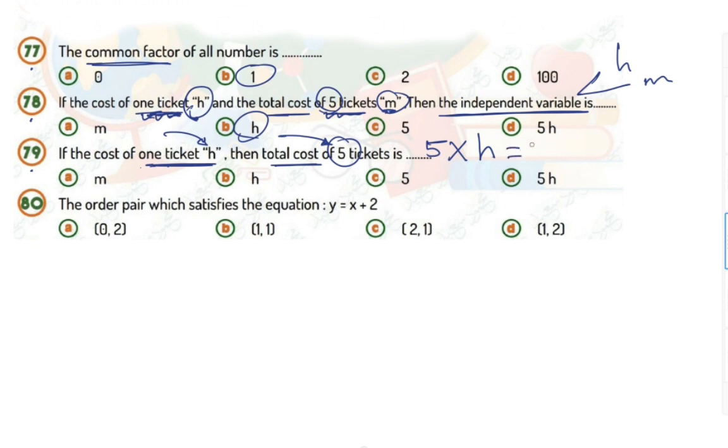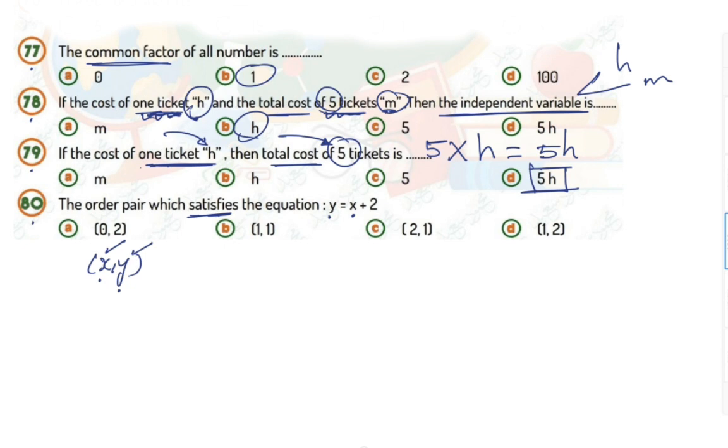That's equal 5 by H, 5H. That's the same. Okay, last point, the ordered pair which satisfies the equation. What do you mean satisfies the equation? You have X in your ordered pair, X and Y. The first is the independent and Y is the dependent. So X is the independent, yes, and Y is the dependent.